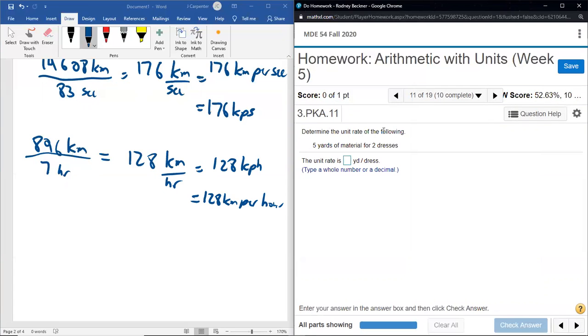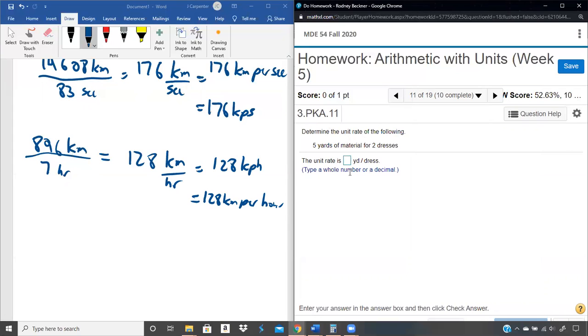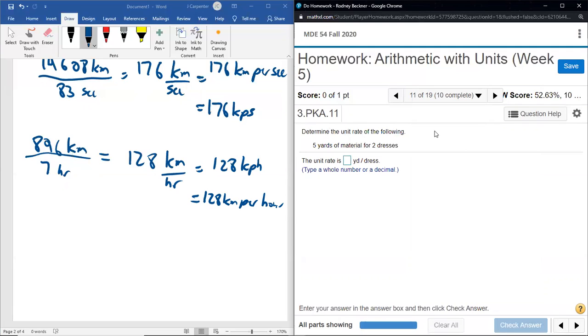All right, determine the unit rate of the following. Remember, unit rate means you're doing the division. You don't even have to try and reduce it. Just pull out a calculator. 5 yards of material for 2 dresses.